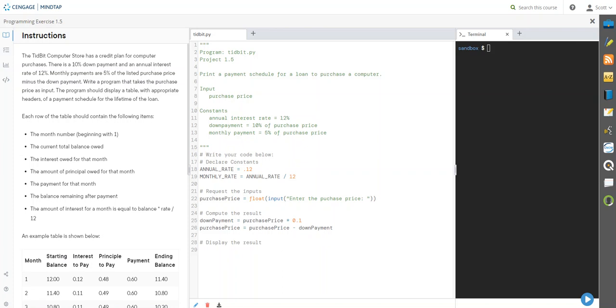So I've got things I need to do. I need to come up with my monthly payment. They said monthly payment is 5% of the purchase price. And I'll define month, and I want to come up with the balance. Go ahead, put that in, monthly payment with month, and whatever the balance is.